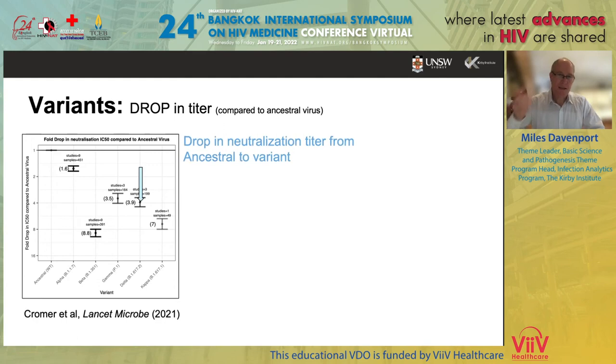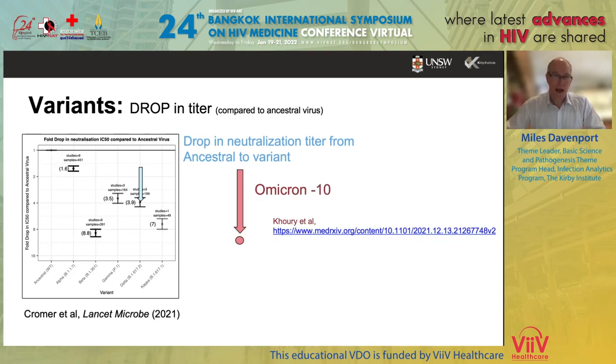So as I said, this is the drop in neutralization from the ancestral to the variant for someone who was vaccinated with the ancestral. And then when Omicron came around in December, we did a meta-analysis of 4 different studies of the drop in titer and found a drop of about 10-fold, probably around that or even slightly more. So it is the most escaped variant that we've seen so far.